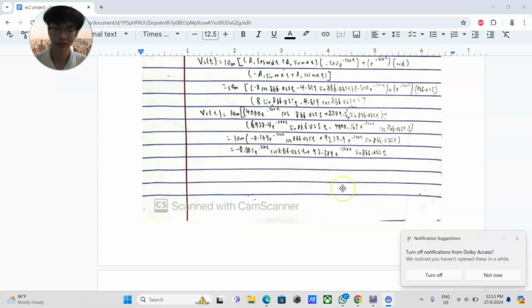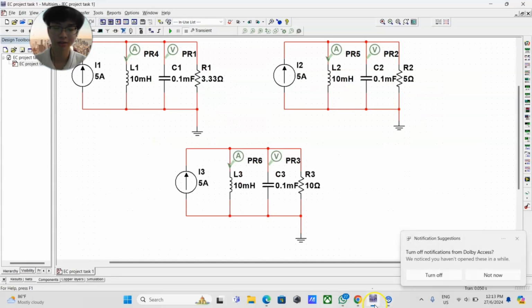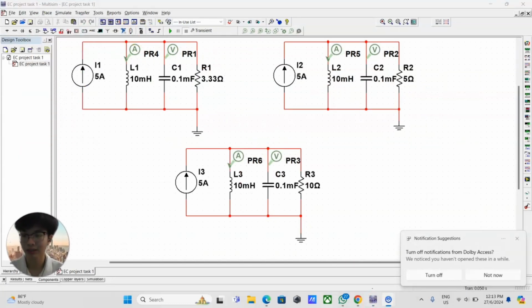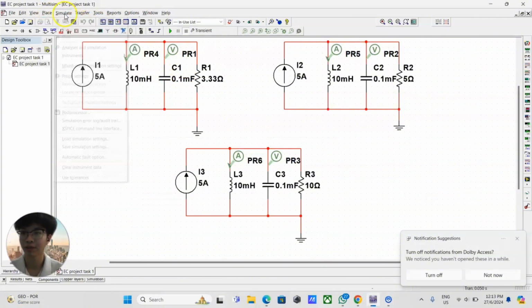This is the equation. After that, we need to do the simulation. For the simulation, I am using NI Multisim. In NI Multisim, I just place the components: the current source, inductor, capacitor, and resistor, and I set the values that I calculated. The only value that changes is the resistor; the others didn't change. After that, I run the simulation.